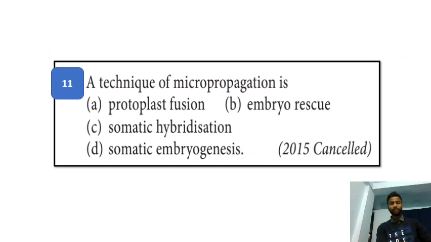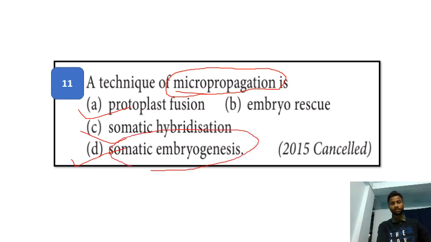A technique of micropropagation is, what is micropropagation? Is this seen in protoplast fusion? No. Somatic hybridization? No. Somatic embryogenesis? Yes, because it is one type of method of tissue culture.